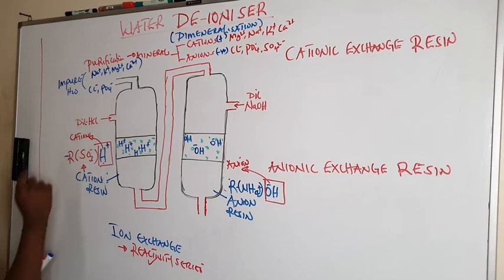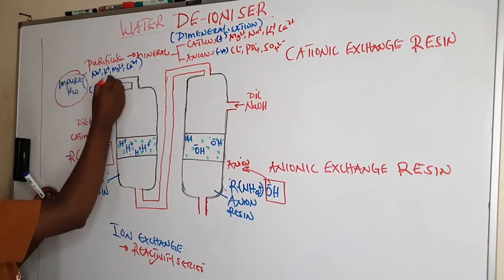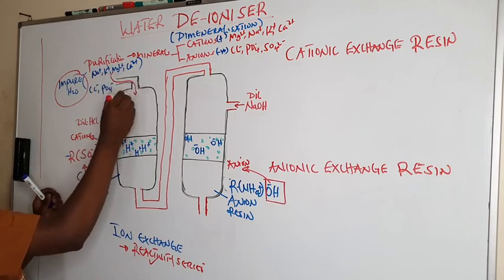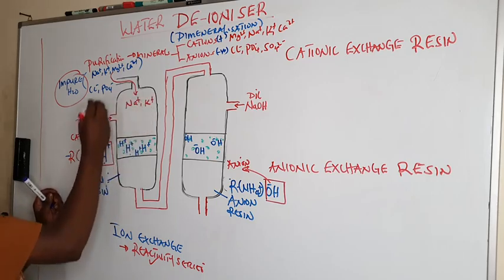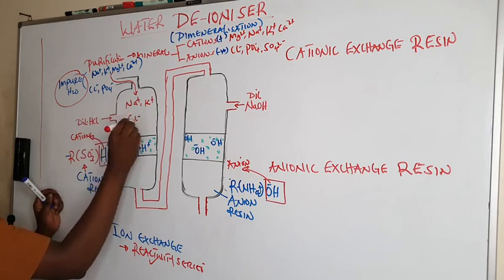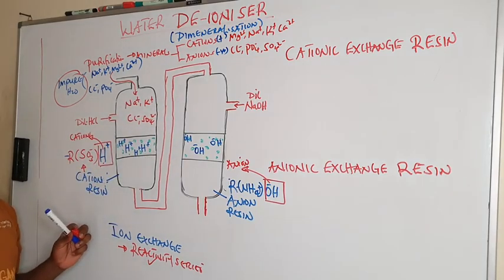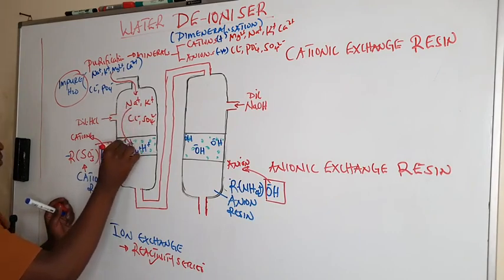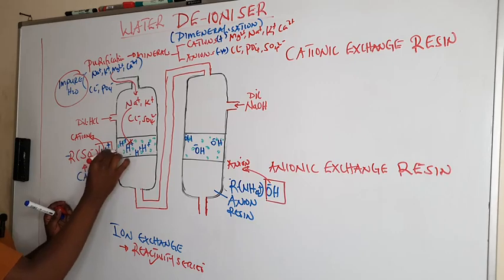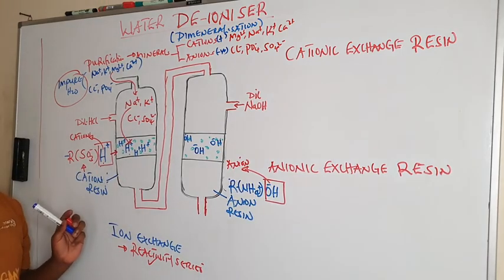So in this case, this impure water is coming in containing these cations, which we have seen like sodium, like potassium. But don't forget it also has anions like the chloride, like the sulfate, and so on. So when these cations are passed through what we call the cation exchange resin, what happens?